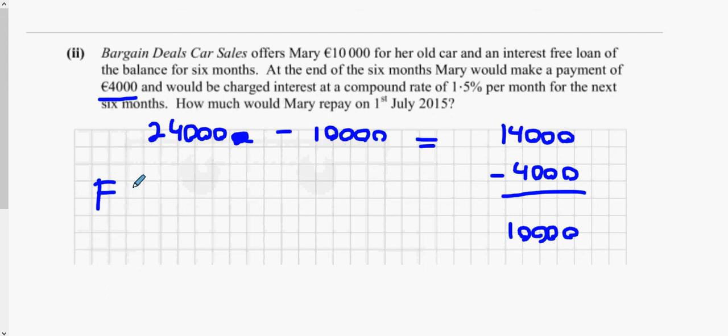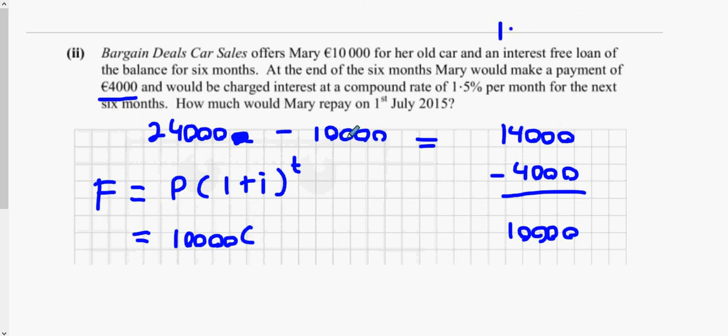So we're going to use this formula here. Anybody know how to use it this time? Exactly. What's your P value? 10,000. What's your 1 plus I value? 0.015 is 1.5%. Add on 1 onto that, and what do you get? 1.015. Yeah. How many times are we going to do it? 6, because every month. Okay. Put that into the calculator and tell me what she gets.